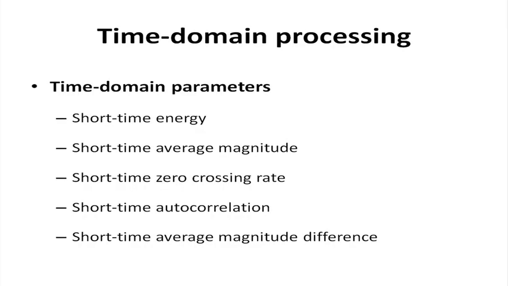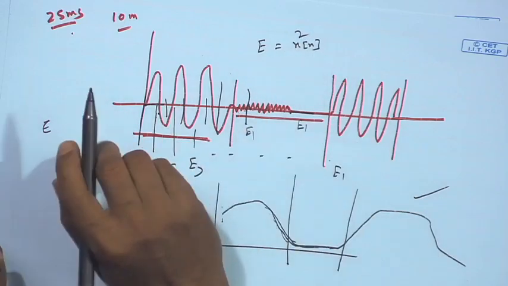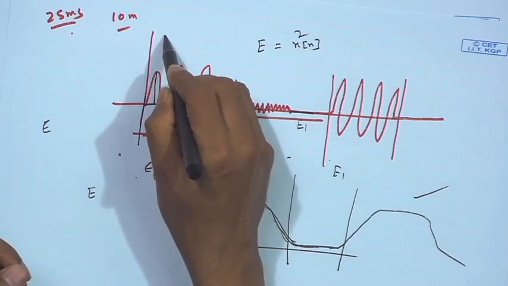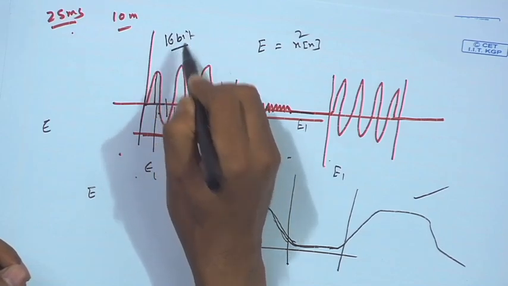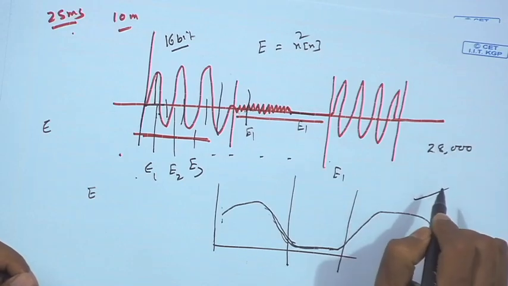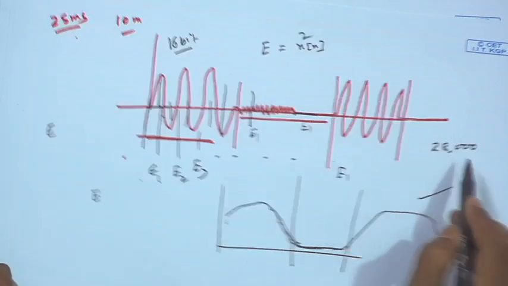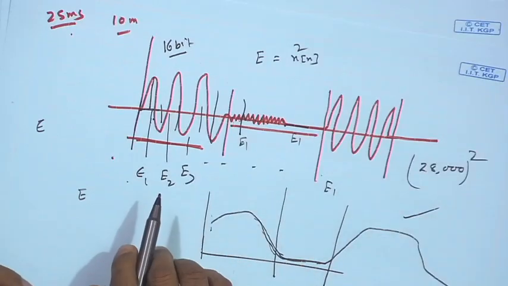Then short time average energy or short time average magnitude. Now, what is the problem in energy? When I calculate energy, the signal x n has to be squared. So, every sample value, let us say it is a 16-bit speech sample, the value may come around 28,000 for one sample. It is 32,000 plus and 32,000 minus maximum possible. Now, if it is 28,000 and you square it, the integer number will be very high.